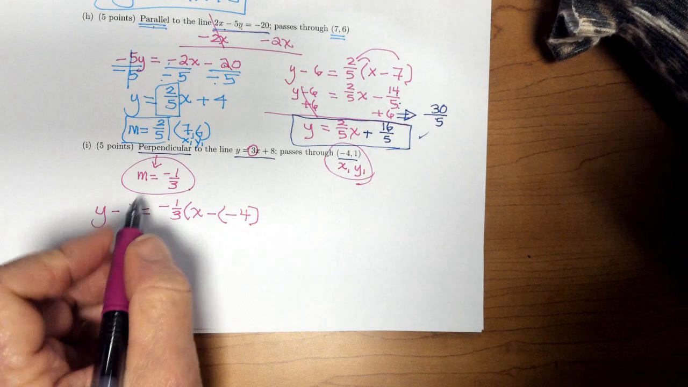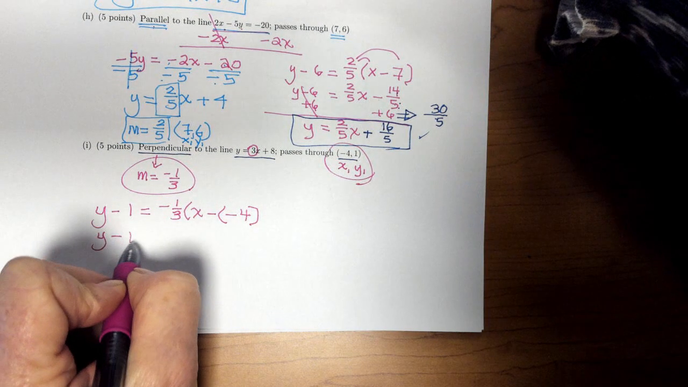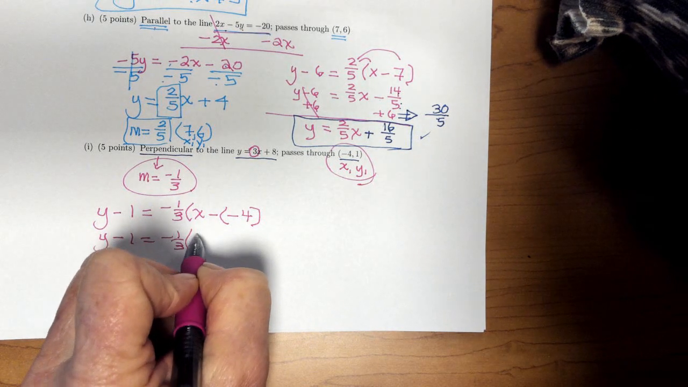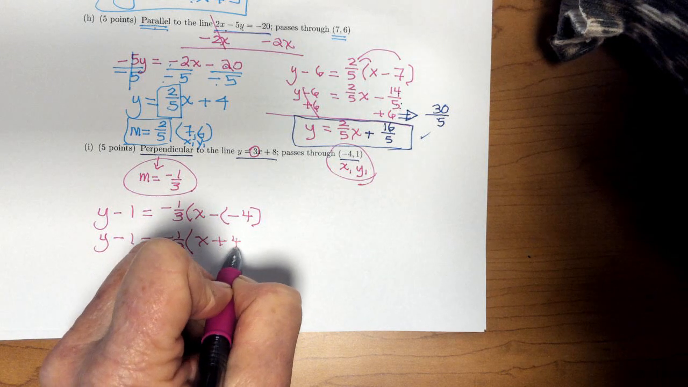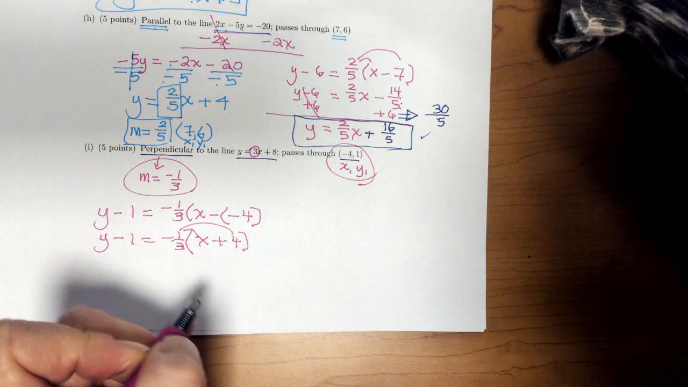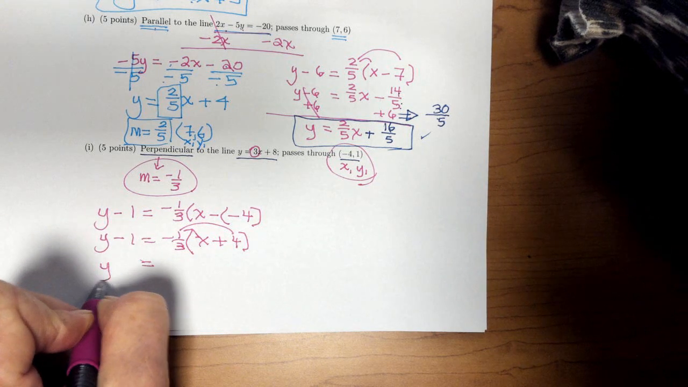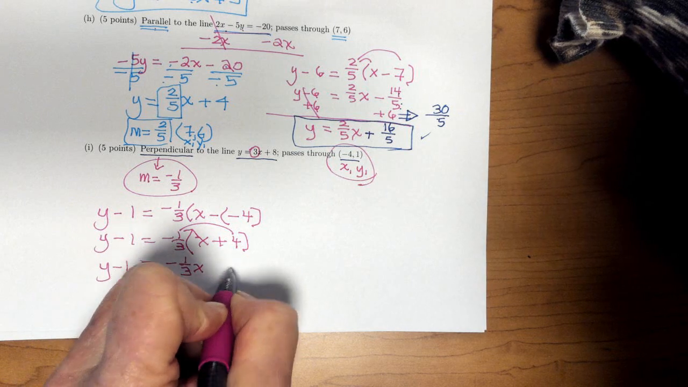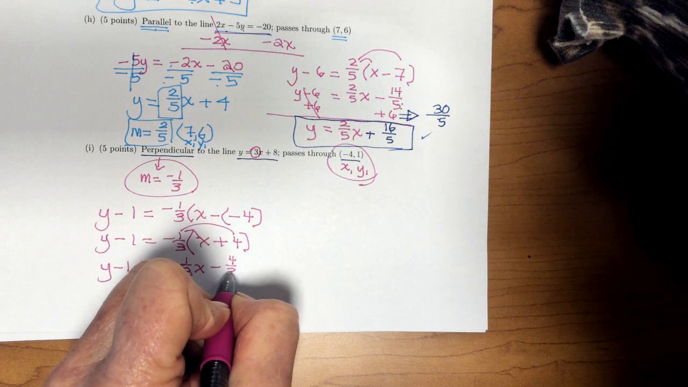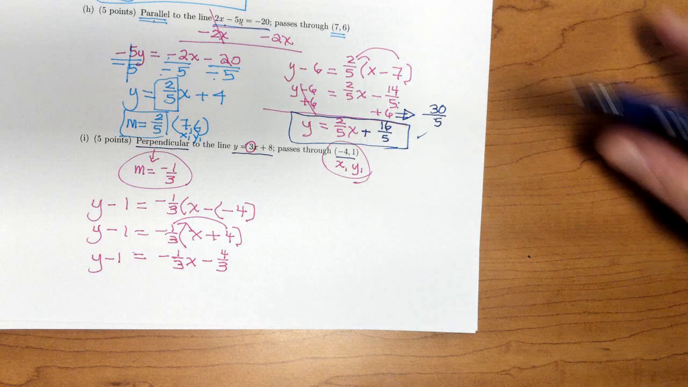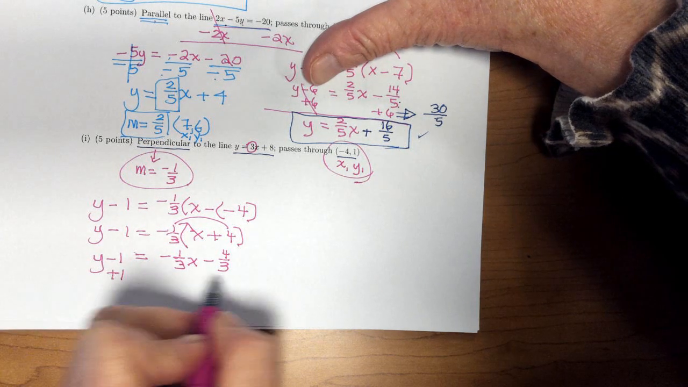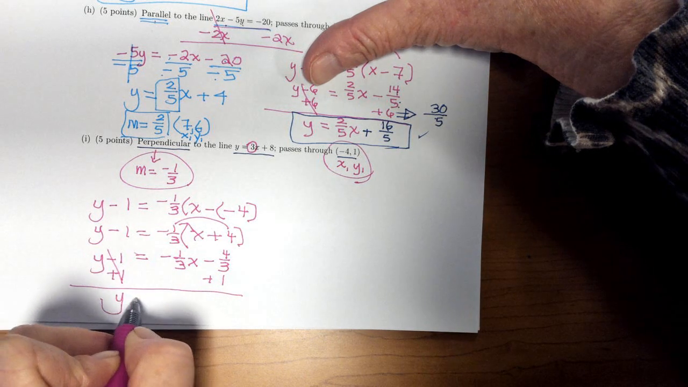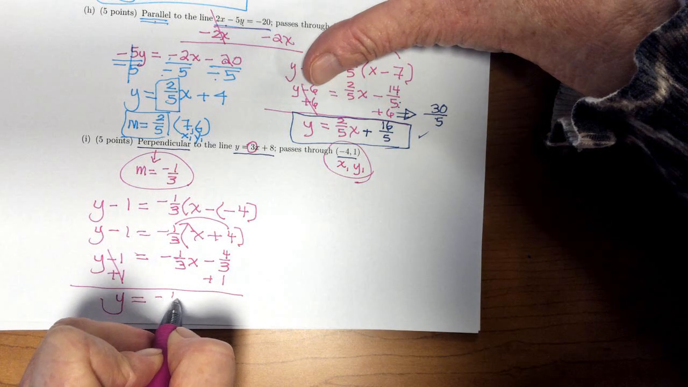I'm going to go ahead and simplify. Got y minus 1 is equal to negative 1/3 times x plus 4. Now I'm going to distribute, and I'm going to get y minus 1 is equal to negative 1/3 x minus 4 over 3. So now I'm going to add 1 to both sides. When I add 1 to both sides, I get y is equal to negative 1/3 x.